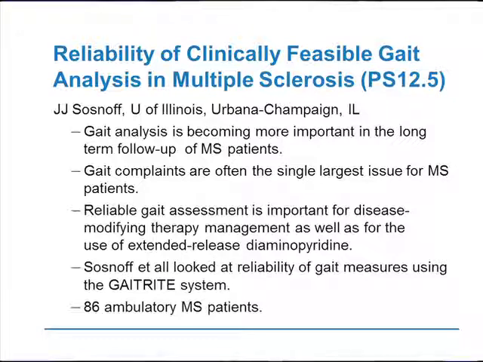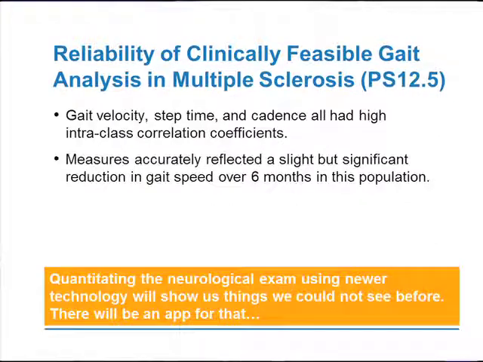They looked at the rate of reliability of the gait-right system, which is a readily available system in 86 ambulatory MS patients. What they looked at was gait velocity, step time, and cadence. And they also saw that measures actually reflected a slight but significant reduction in gait speed over 6 months in this population. So they showed that we could use these measures in a pretty reliable fashion. So we know that quantitating the neurological exam using newer techniques will show us things we couldn't see before. And in fact, there probably will be an app for that at some point to measure gait in patients. So stay tuned for that one.